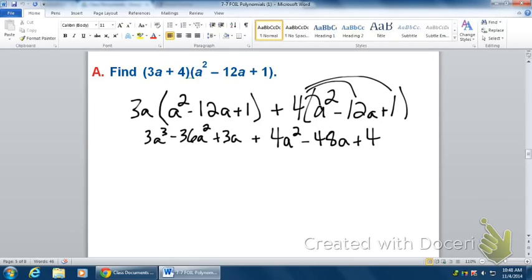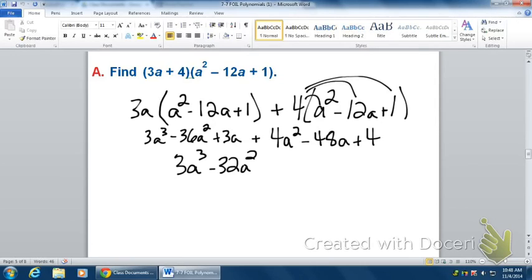Now here, I need to combine my like terms. Okay? Do I have anything raised to the third power? No, so that's going to stay the same. All right? What about do I have a squares? I do. I have a negative 36a squared, and then I have a positive 4a squared. Combine those terms, and you come up with negative 32a squared. Remember, we're not adding the exponents right now. Be careful with that. We're just combining our terms.